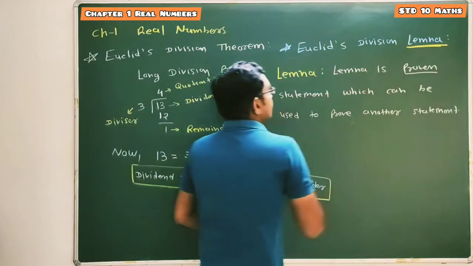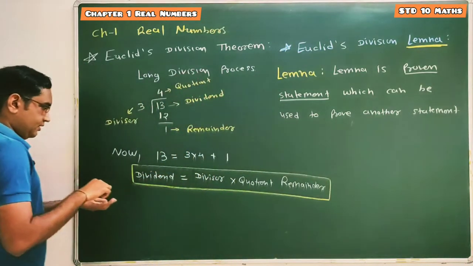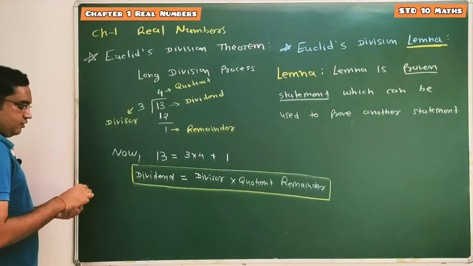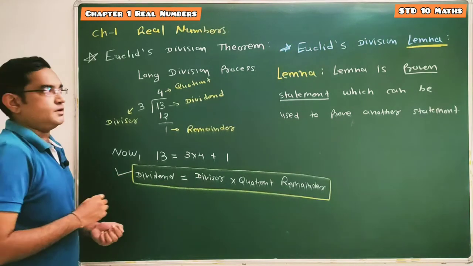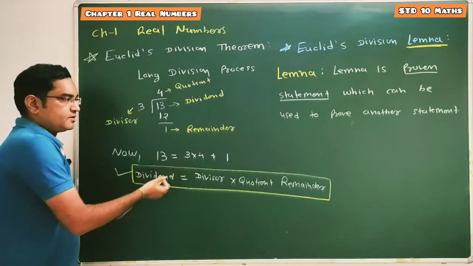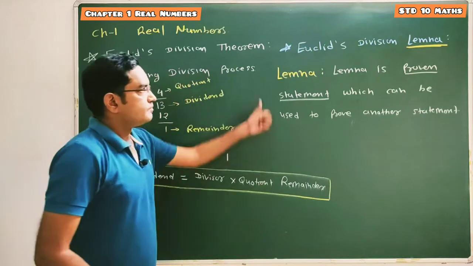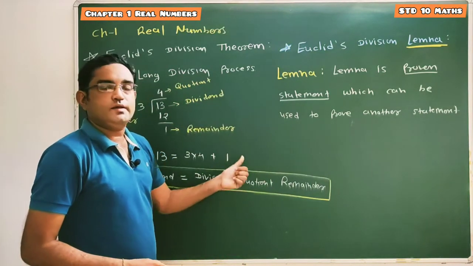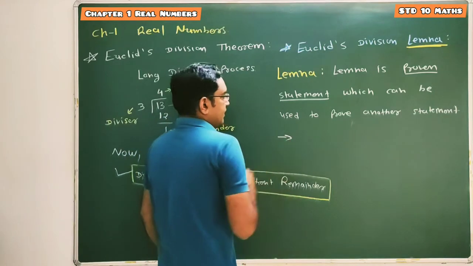In our Euclid's division lemma, which statement is the proven statement? That proven statement is nothing but Euclid's division algorithm. This Euclid's division algorithm is the proven statement. So by using this statement we will prove another statement that is known as Euclid's division lemma.